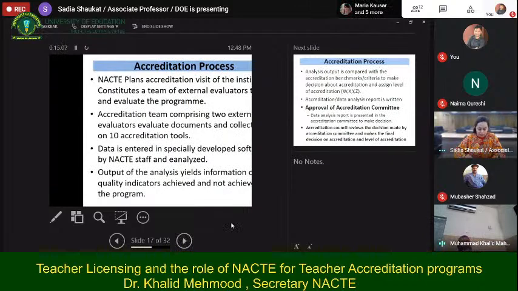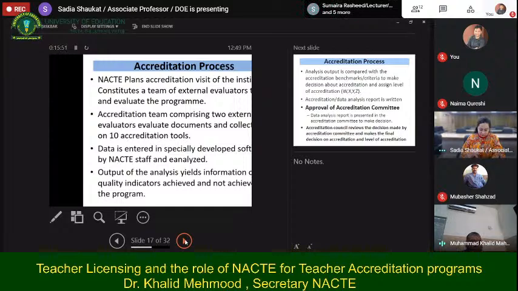Then, when institutions have completed their documents and are ready for accreditation visits, NACTE plans accreditation visits to the institution. We constitute teams of external evaluators from the pool of external evaluators I mentioned earlier. We train faculty members for accreditation data collection. Accreditation teams comprising two external evaluators visit the relevant institution, evaluate documents, and collect data on NACTE accreditation tools. Then all the data is sent to the NACTE secretariat.